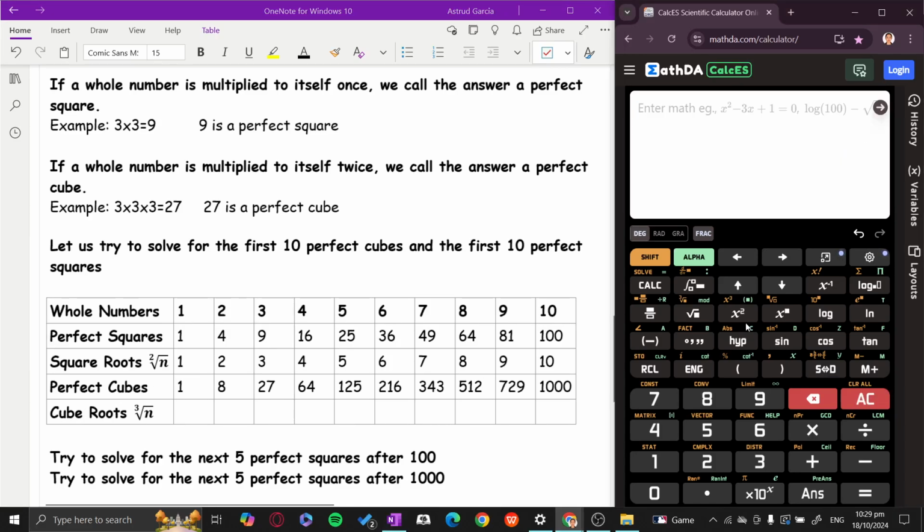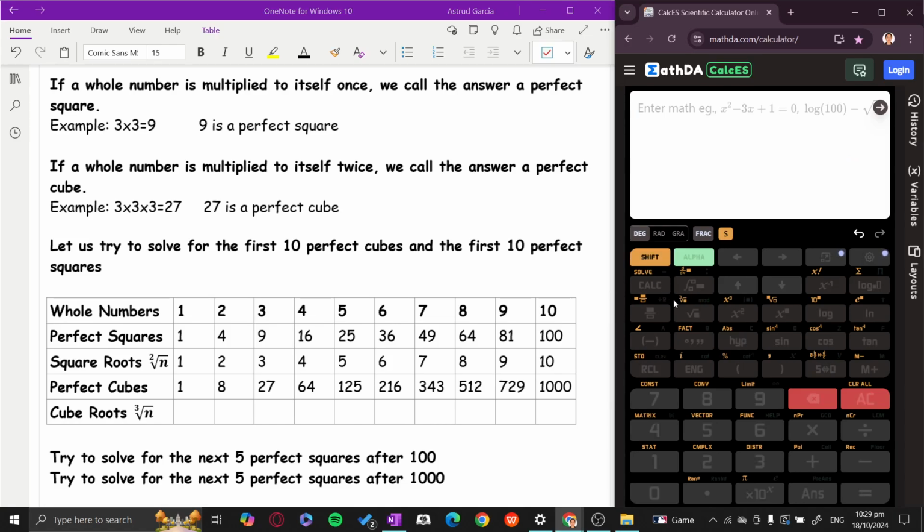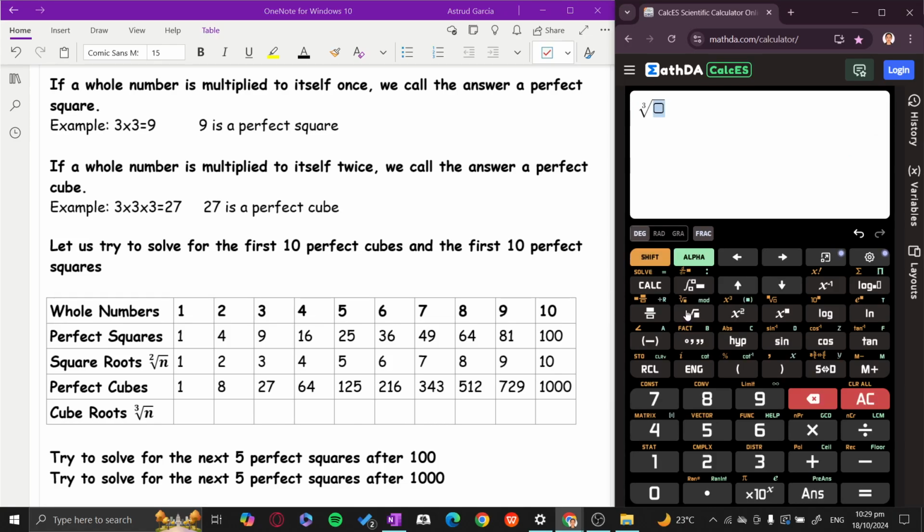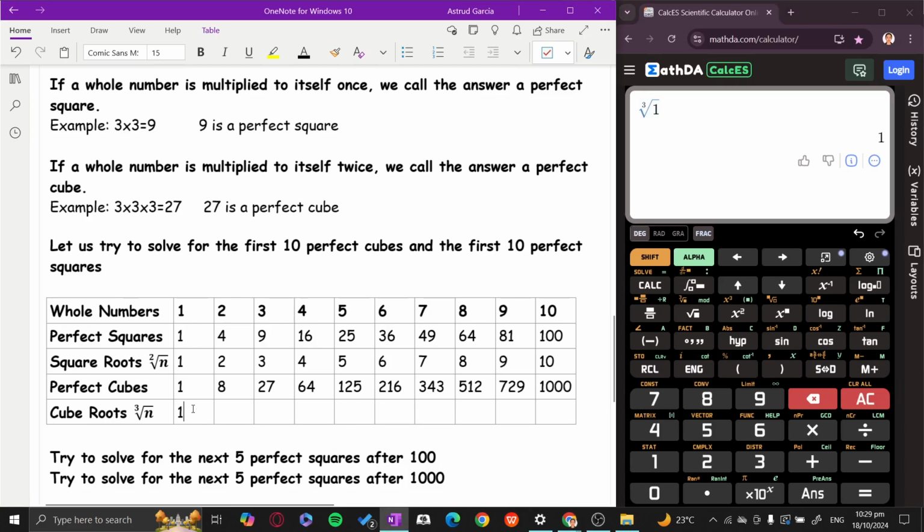So let's see, in this calculator, shift to get the cube root of 3. So if you notice, the degree is now 3. A while ago, the degree was 2 because we were getting the square root. But since we are now getting the cube roots, the degree is 3. So let's get the cube root of 1. The perfect cube 1, that will give us 1.